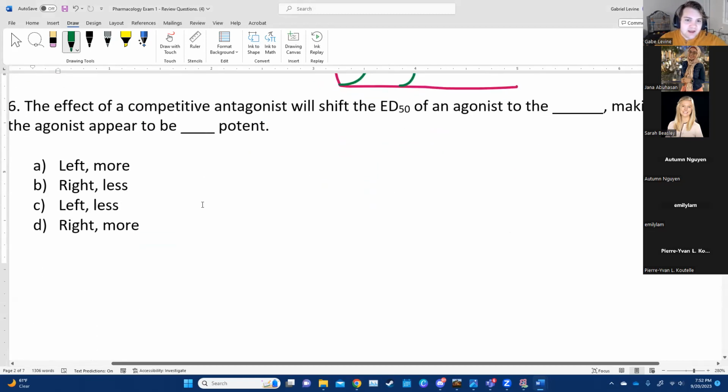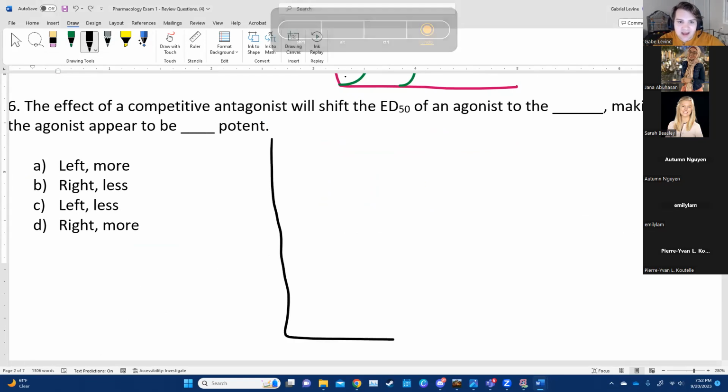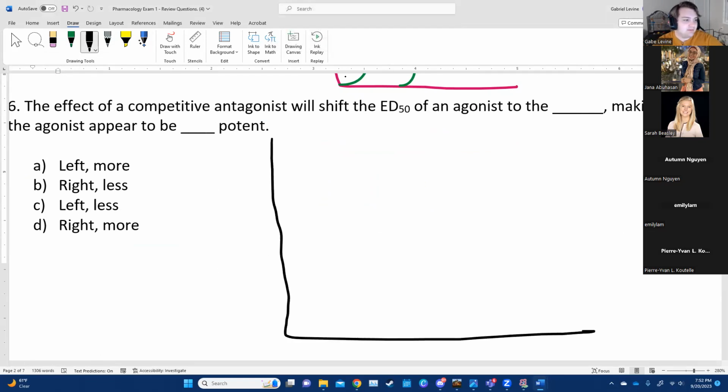The effect of a competitive antagonist will shift the ED50 of an agonist to the blank, making the agonist appear to be blank potent.